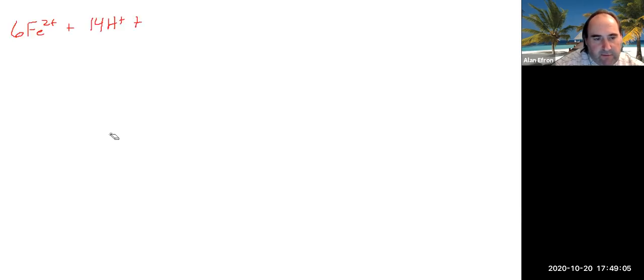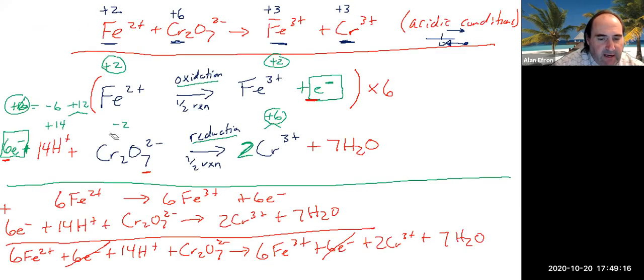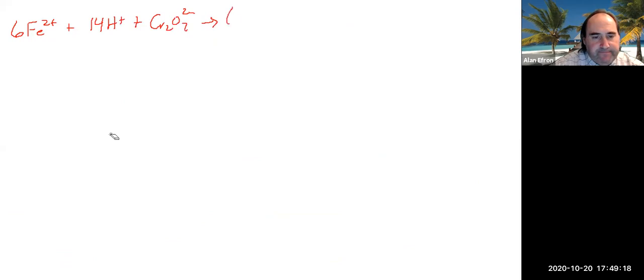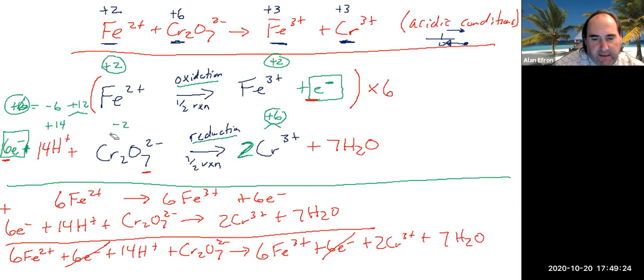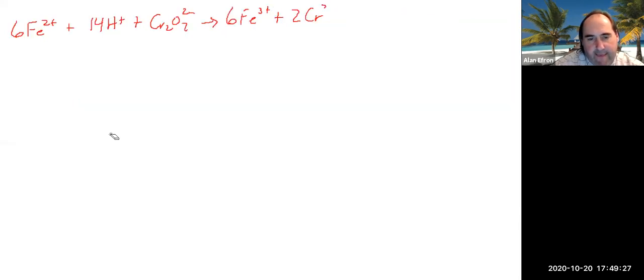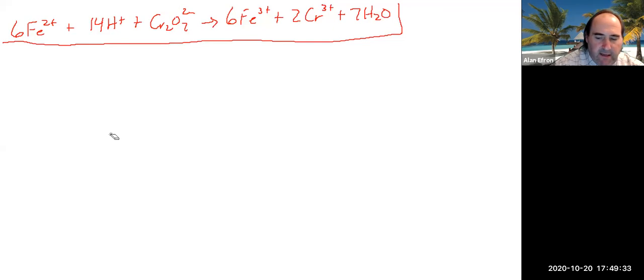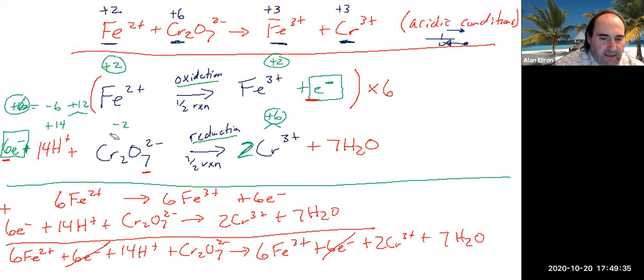plus Cr2O7 2-. On the other side, we are left with 6 iron 3+, 2 chromiums with a +3, I think, and 7 waters.